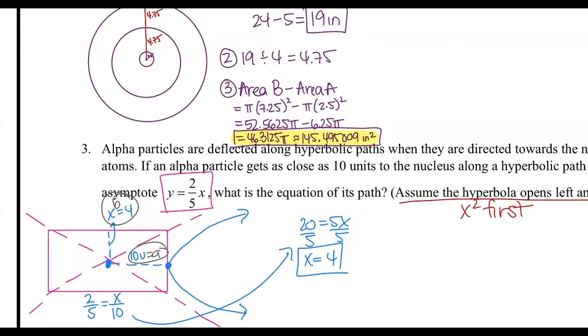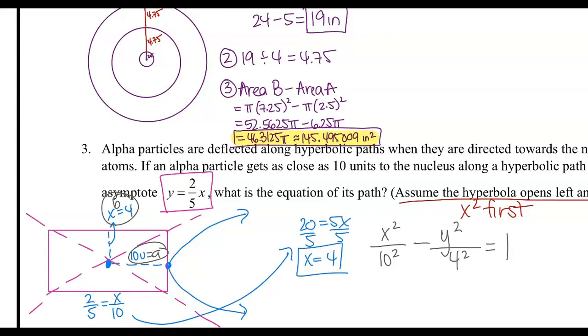Well, since we know that x squared has to be first, we're going to put the a first, which is going to be 10 squared. Hyperbolas must be subtracted. We're going to have y squared, and we're going to divide that by 4 squared. All of this should be equal to 1.